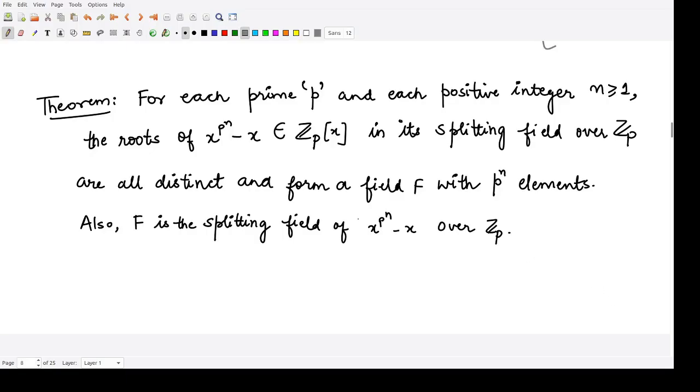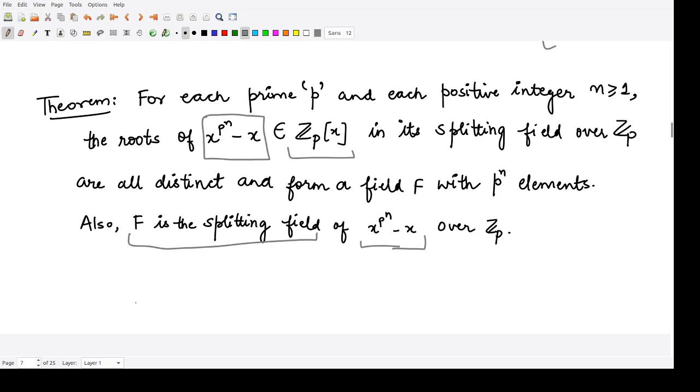The next theorem says: for each prime p and each positive integer n, the roots of the polynomial x to the power p^n minus x belonging to Zp[x], in the splitting field over Zp, are all distinct and form a field F with p^n elements. Also, F is the splitting field of x^(p^n) minus x over Zp. So what does this say?